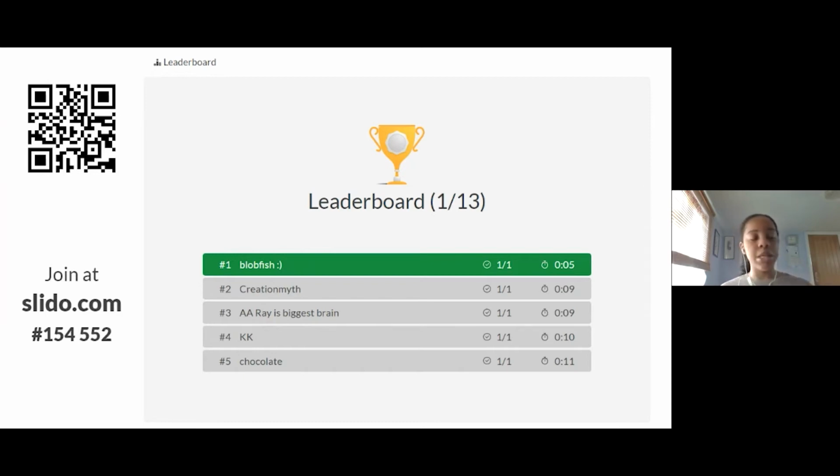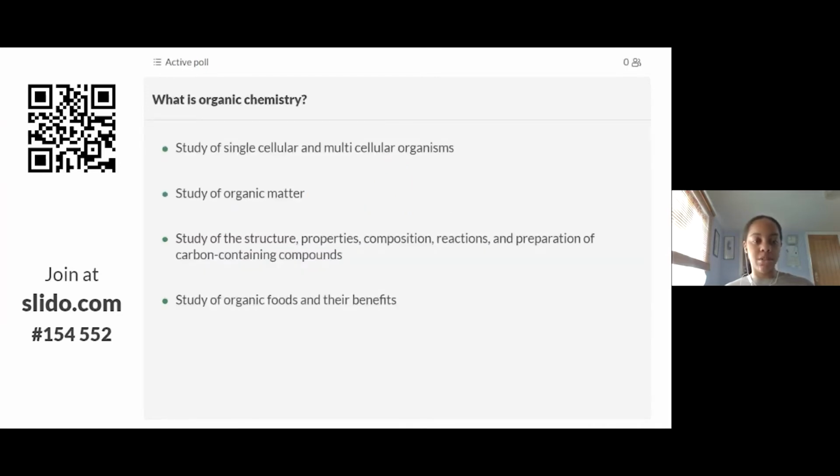Anyway, let us start now with organic chemistry, because this is a daunting topic for a lot of us. So let's first take a step back and figure out what organic chemistry actually is. Is it the study of single cellular and multicellular organisms, the study of organic matter, the study of the structure, properties, composition, reactions, and preparation of carbon-containing compounds, or the study of organic foods and their benefits? I think this is really important to have clear in our heads, because then when we think about organic chemistry, we know exactly what to expect.